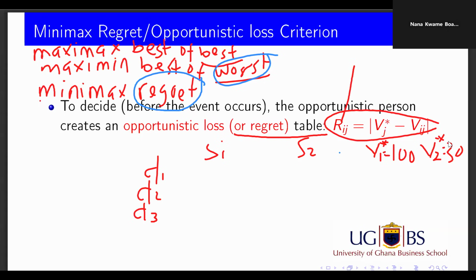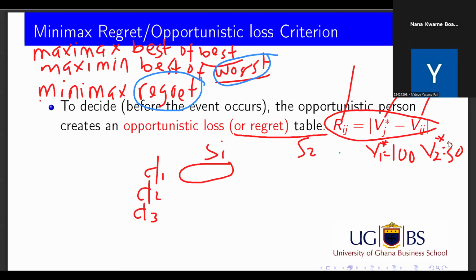Now, according to the formula, we are supposed to create the regret. So you take the highest number minus the value in that column. If I'm calculating the regret here, I take the highest number, which is 100, minus the payoff in that section. What is the payoff for apartment D1? D1 is 30,000. So what would be the regret there? 70,000. Exactly. So the regret here is going to be 70.